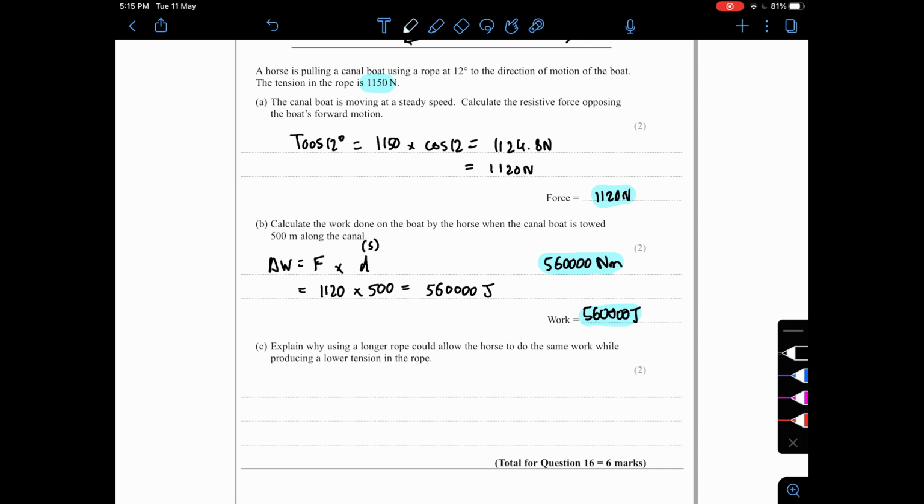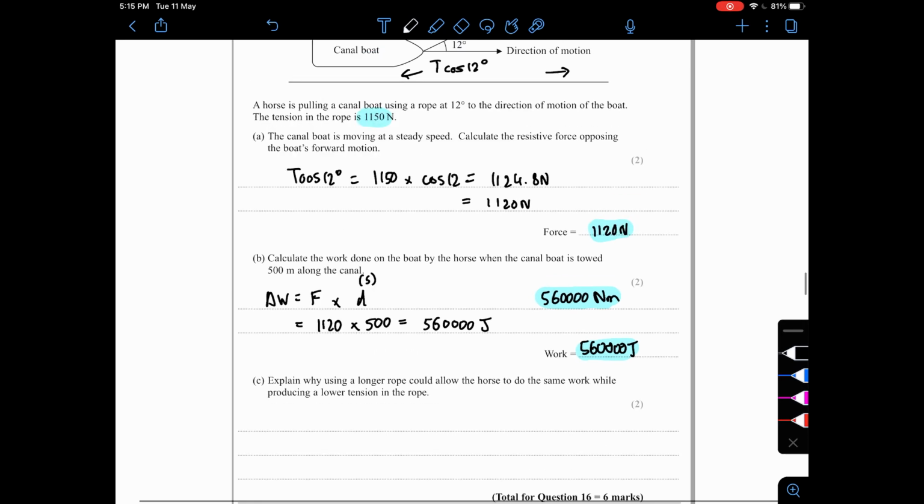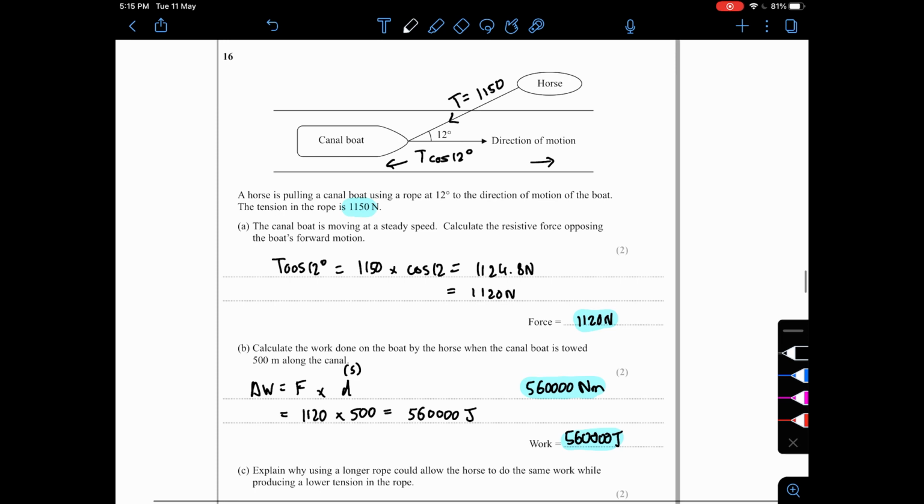So the next part: explain why using a longer rope would allow the horse to do the same work while producing a lower tension in the rope. Now let's go back to the rope itself. They're saying use a longer rope. If we use a longer rope, we can go much further away, and you can see we can have a much smaller angle, so let's say this is 3 degrees. We can have an angle that is close to 0.